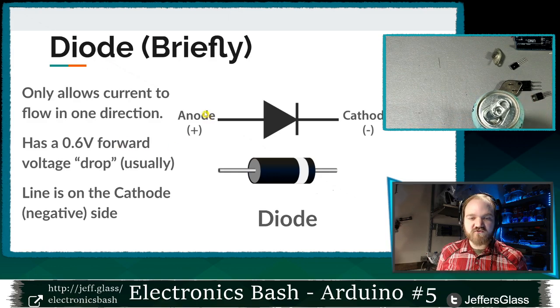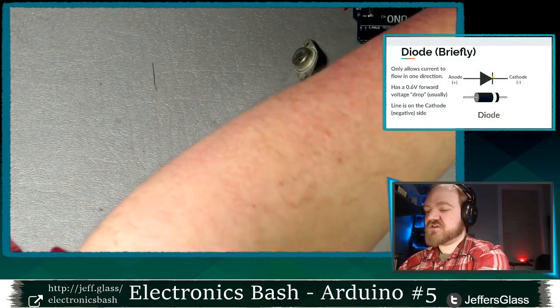Current only flows in one direction, right, from the anode to the cathode. For a silicon diode, the voltage drop, instead of being in the 2 to 3 to 4 volt range like we were talking about with light-emitting diodes, a forward voltage drop is about 0.6, 0.7 volts, something like that. I usually think of it as 0.6, 0.7 depending on temperature. And if you're looking at the physical devices or the diode symbol here, the line is on the cathode side, the negative side. So here, I have some diodes here I can show you.